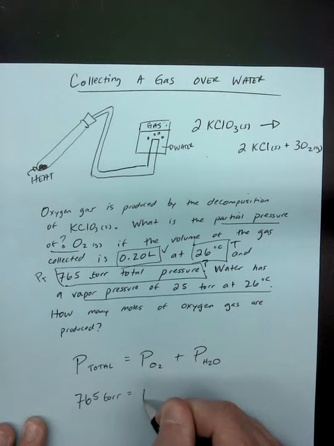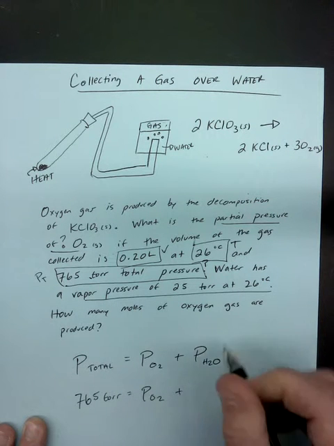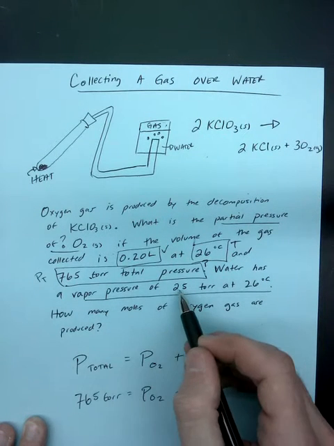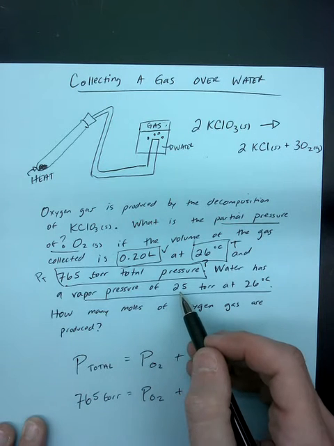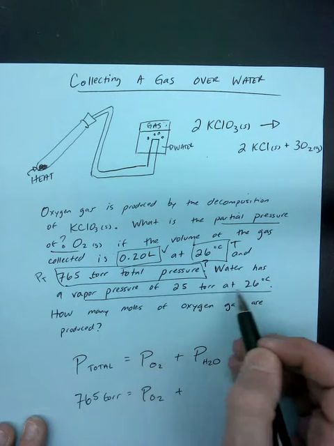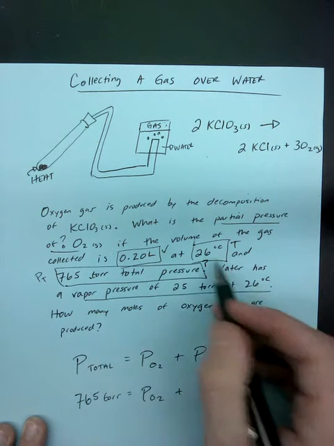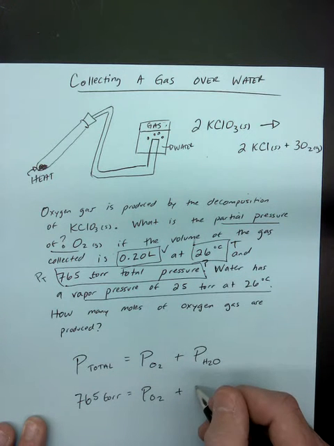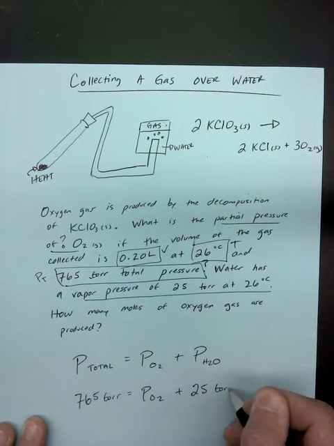I don't know what P oxygen is, but I do know what P water vapor is. And I can look this up in a table. They have tons of tables with the vapor pressures of water at various temperatures. So all you really need to know is the temperature of your water. So we have a vapor pressure here of 25 torr.